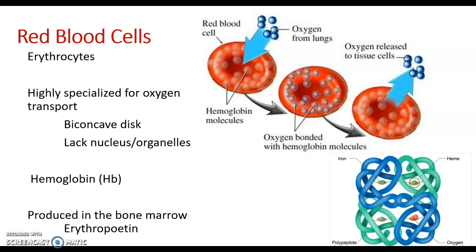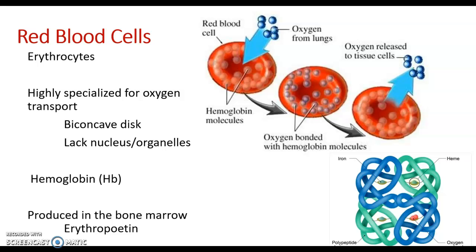Red blood cells, something we're probably the most familiar with, are called erythrocytes, the scientific word for red blood cells. And we've seen already that these guys are highly specialized for transporting oxygen and carbon dioxide. And their biconcave disc shape gives them more surface area for transporting those very important molecules.